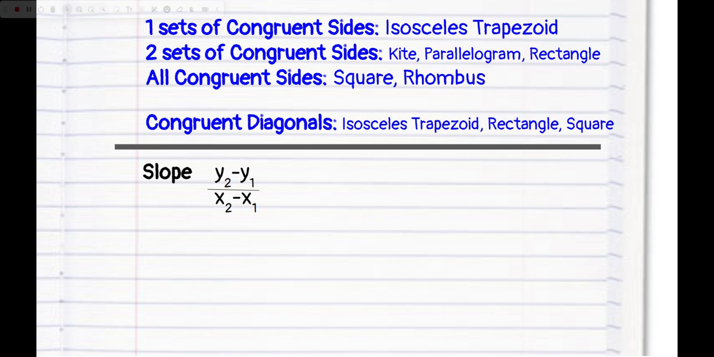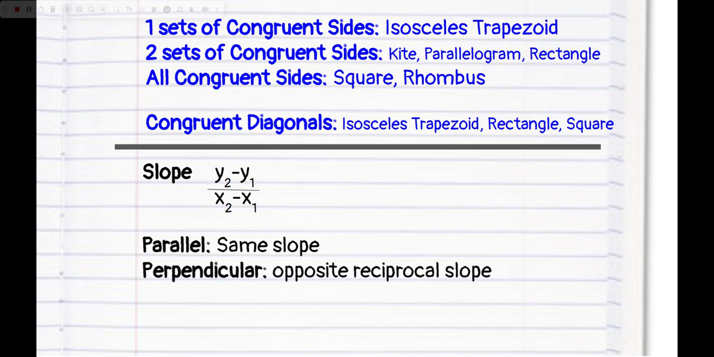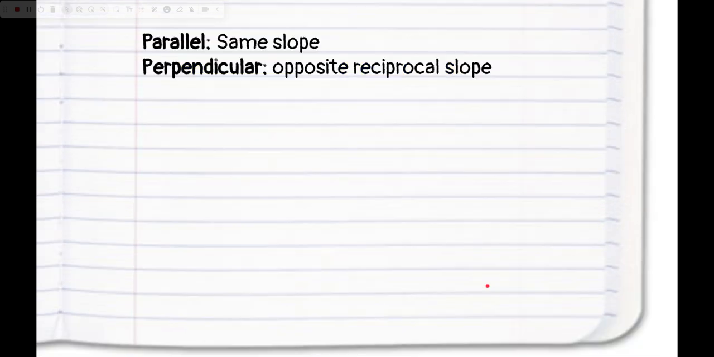I get those confused. If they have the same slope, that means they're parallel. And to remember, if they have opposite reciprocal slopes, that means they're perpendicular. So if I have two numbers that are the same number, they're parallel. If I have like 1/2 and -2/1 or -2, then those are going to be perpendicular. Scoot that up. Again, pause the video if you're taking notes.